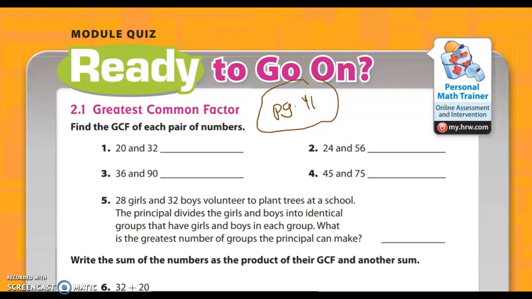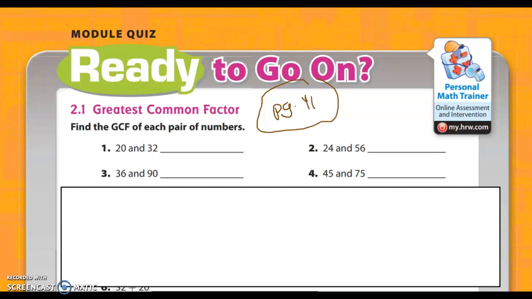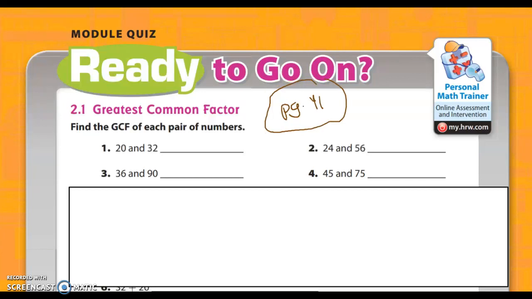All right, we're going to go ahead and start with numbers 1 through 4. I'm going to make a little whiteboard here so we can show some work. The questions read, find the GCF, which is greatest common factor, for each pair of numbers. So for number 1, I can simply list the two numbers, 20 and 32. And if I list all the factors, I can figure out the greatest common factor.